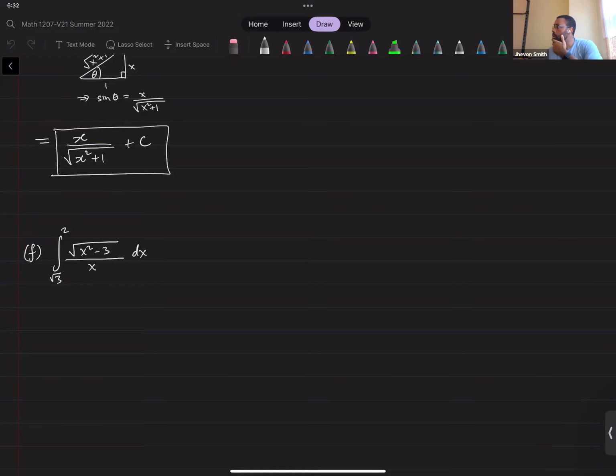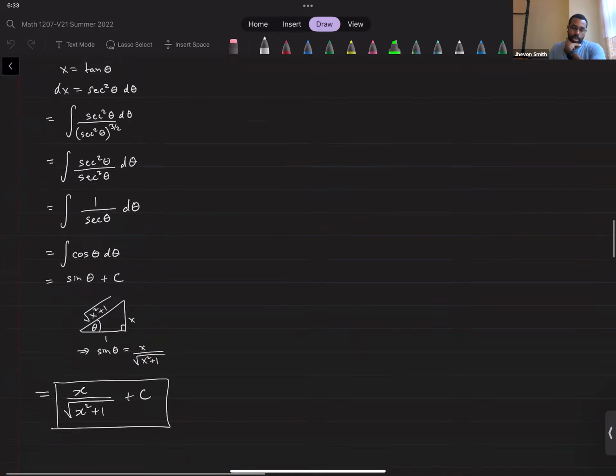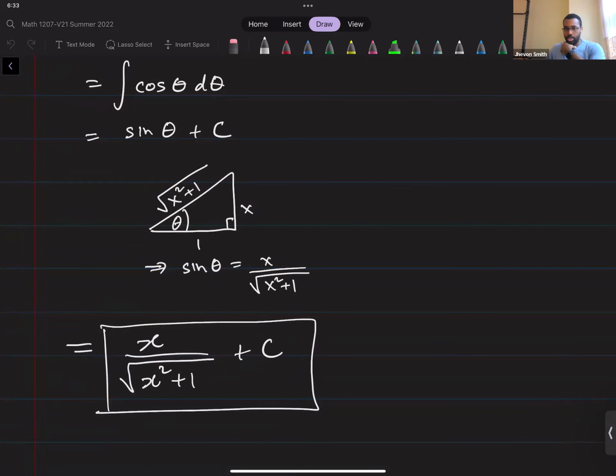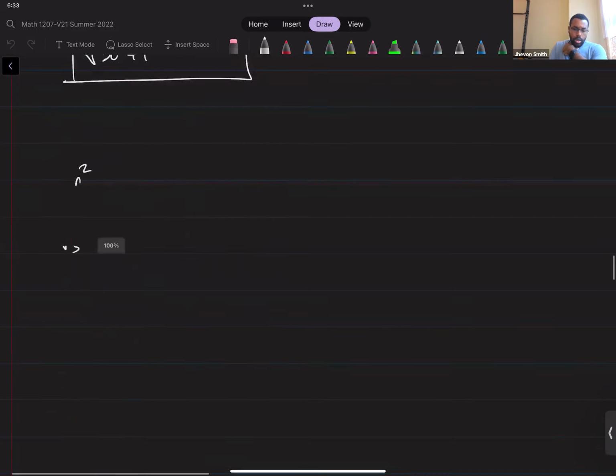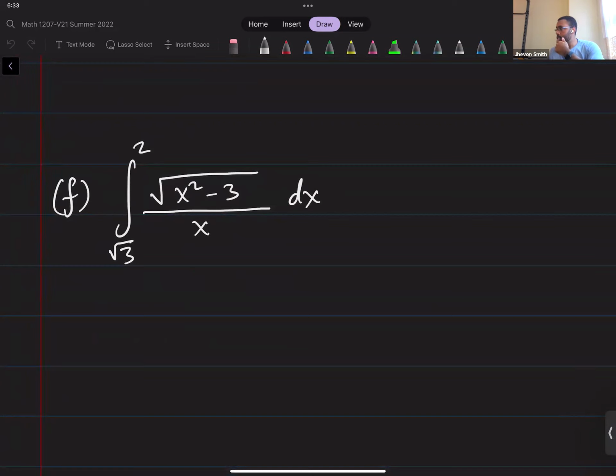So as I mentioned earlier, the back substitution can sometimes be annoying. You have to go to this triangle, set things up, and figure out what the trig functions in your answer are. However, whenever there is a definite integral, we can bypass that by figuring out what the specific values are in the theta world. With that, we avoid the back substitution, because we don't need to get back to x to find the answer. If we have the answer in theta and we know the limits in terms of theta, we can just plug those in.